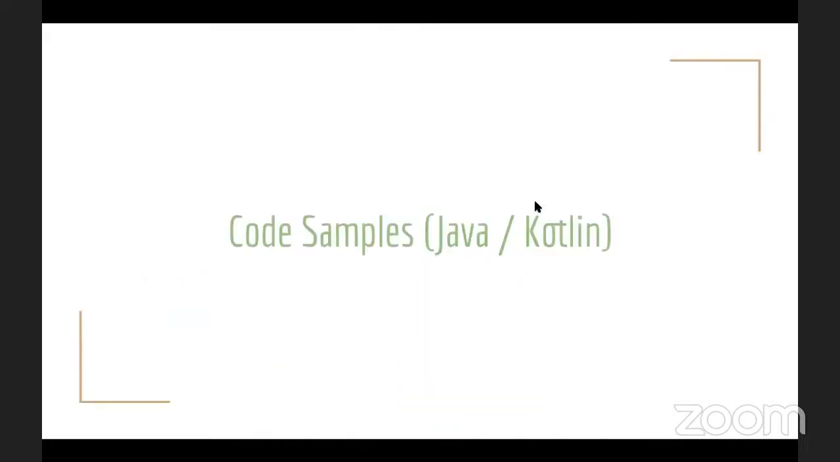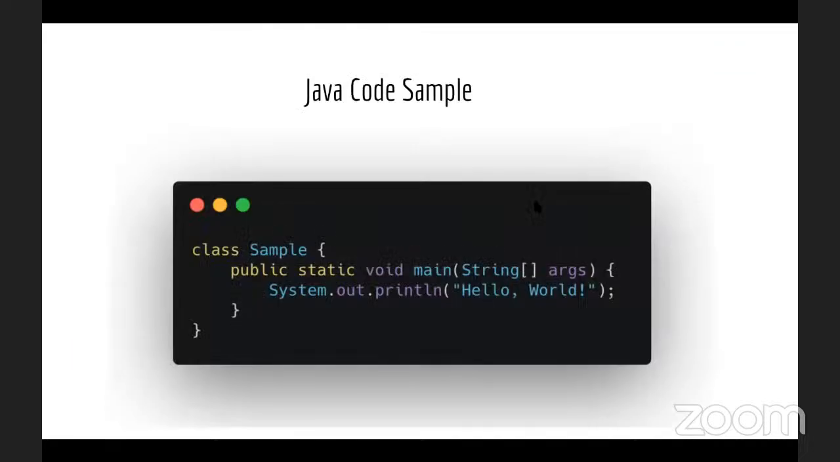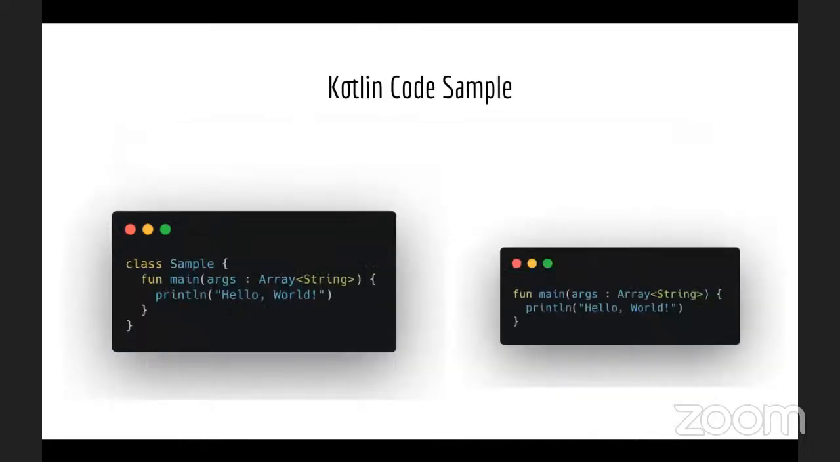Now, let's take a look at some code. This is a very basic Java program, and when this is run, you get "Hello World" printed in your console or your terminal. Now, the same code in Kotlin: you can see I have two variants here.